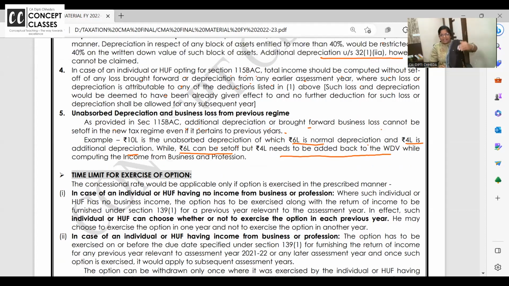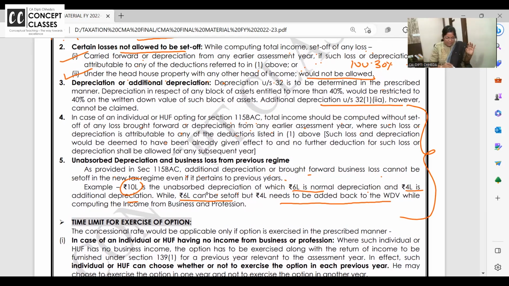You have taken it as a loss, so you must have reduced the WDV. You must have charged 10 lakh depreciation earlier. That's why you are carrying forward the 10 lakh rupees loss. So 4 lakh add back in the WDV. Now only 6 lakhs loss can be carried forward and set off. Take your time. It is a little technical language, fourth and fifth point. If you have a doubt, we can add one more example. And please add on unabsorbed depreciation. Unabsorbed depreciation can be carried forward for indefinite period. You should know this. It's carried forward for indefinite period.